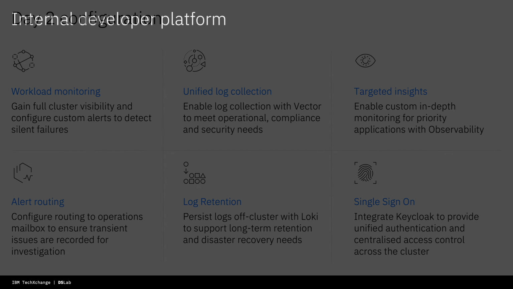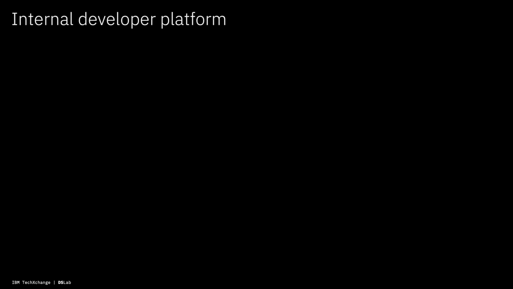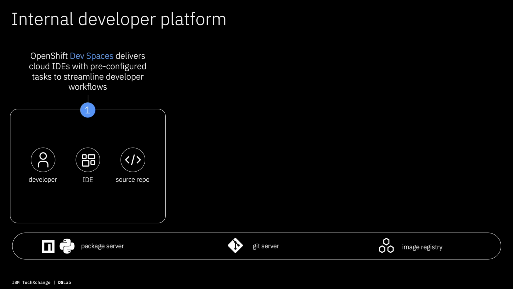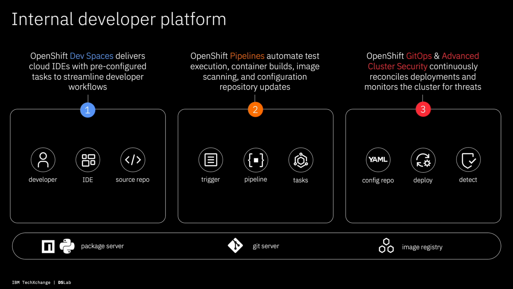With the core services in place, the platform is ready for the real goal: empowering application teams. This is where our internal developer platform, or IDP, takes center stage. At its foundation is our registry server, which supplies the packages, Git repositories, and container images. Everything a developer needs to build and release software inside an air-gapped environment. Above that foundation, 4 operators power the workflow: OpenShift dev spaces, pipelines, GitOps, and advanced cluster security. By leveraging built-in automation, we enable small teams to do more with fewer resources, accelerating delivery while reducing manual effort.